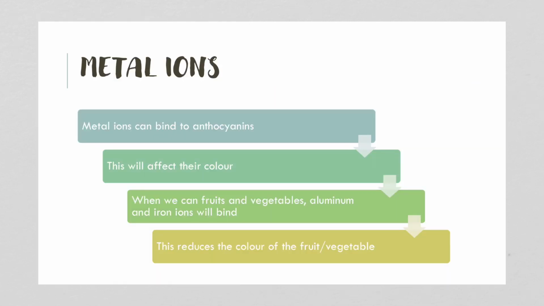So metal ions have the ability to bind to anthocyanins, and that will affect their color. So this is kind of a fun thing. When we can or preserve fruits and vegetables and we put them in cans, aluminum and iron ions that are in the metal of the can will bind to the anthocyanins, and that actually will reduce the color of the fruit or vegetable. So if you've ever noticed when you dump out a can of preserved vegetables or fruits, they sometimes aren't the nice crisp color that you get when you have the fresh fruit or vegetable. And that's why.